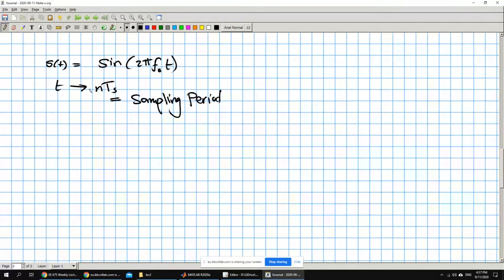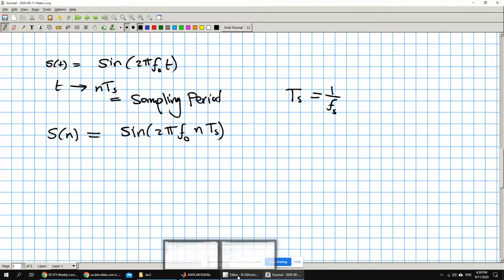So we just replace each t by n Ts. Because Ts is constant, everything is a function of n: S of n is equal to sine of 2 pi F naught Ts, where F naught is the frequency of the sinusoid we would like to have. And Ts by definition is 1 over Fs, the sampling frequency. So if we say the sampling frequency is whatever, let's get to the code and see how we implement that. I define each one of these parameters and then simulate the data.